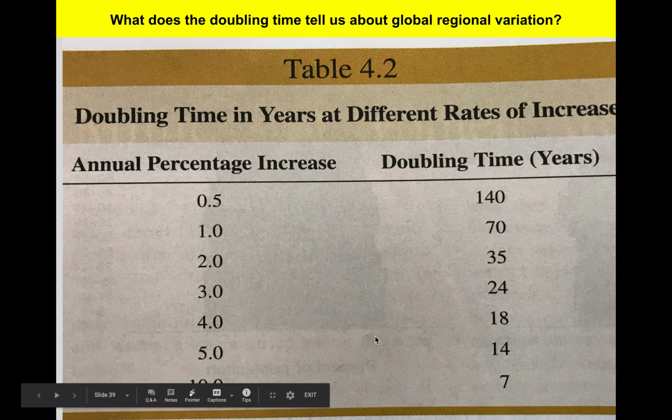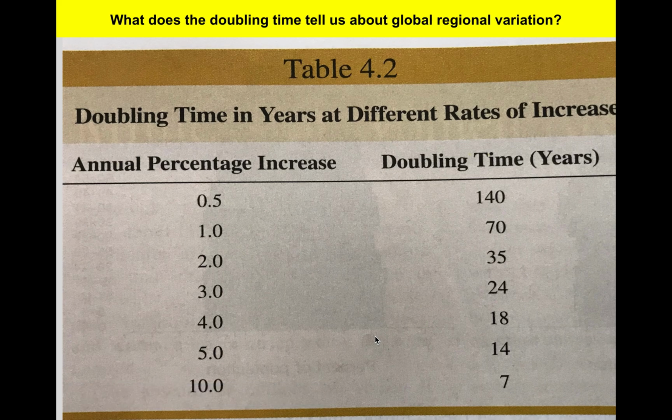All right, so the doubling time is as follows. If you have a 0.5 natural increase rate, then the doubling time will be 140 years. A 1% natural increase rate, 70 years.